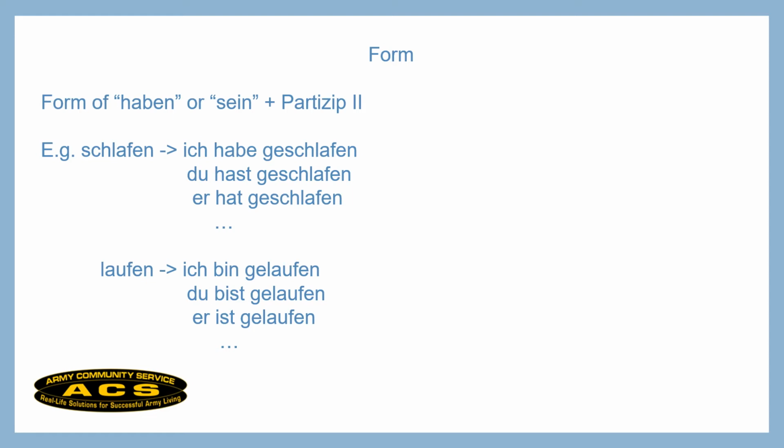Laufen, for example, you form it with a form of sein, to be. So, ich bin gelaufen. Du bist gelaufen. Er ist gelaufen. So again, here I have to conjugate my word sein. And gelaufen is always the same.